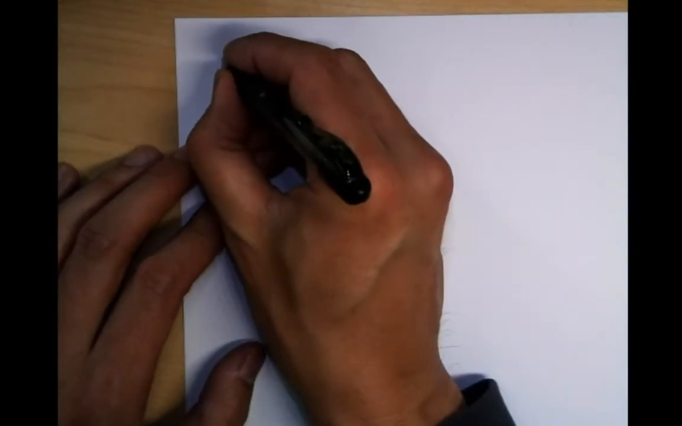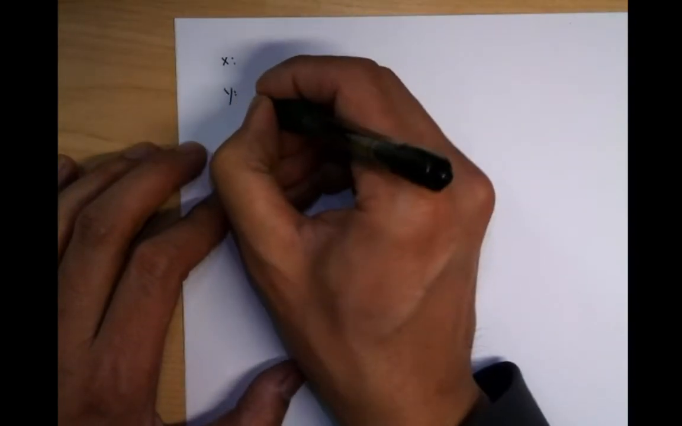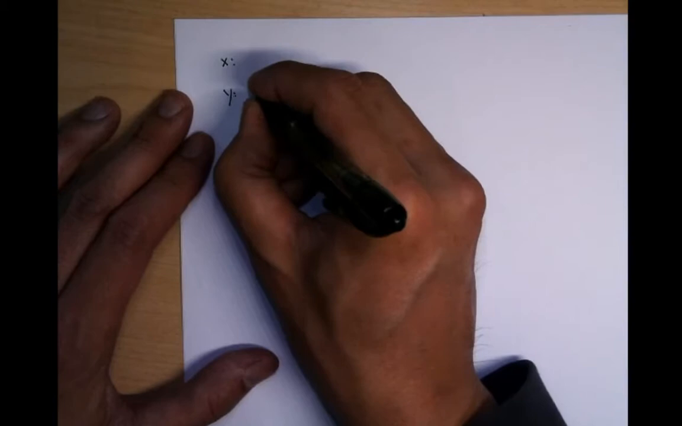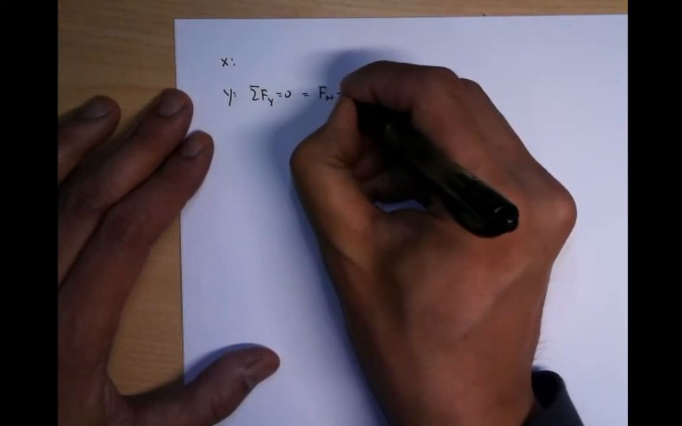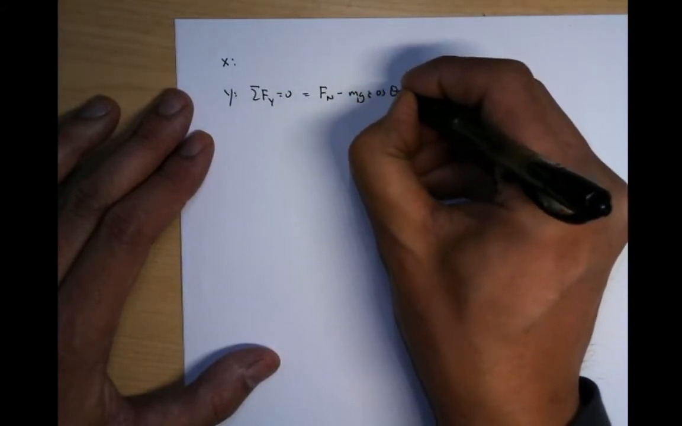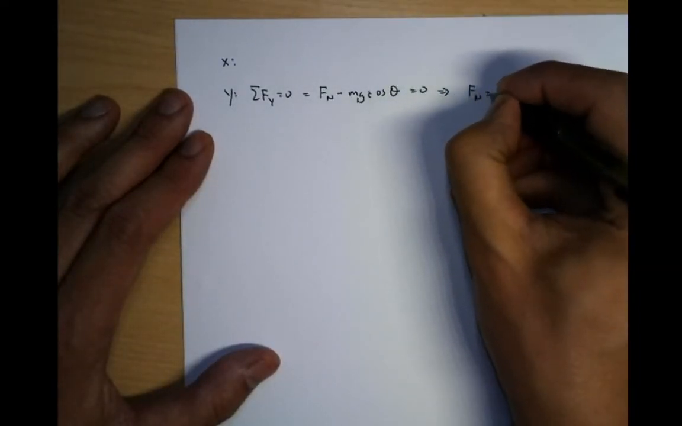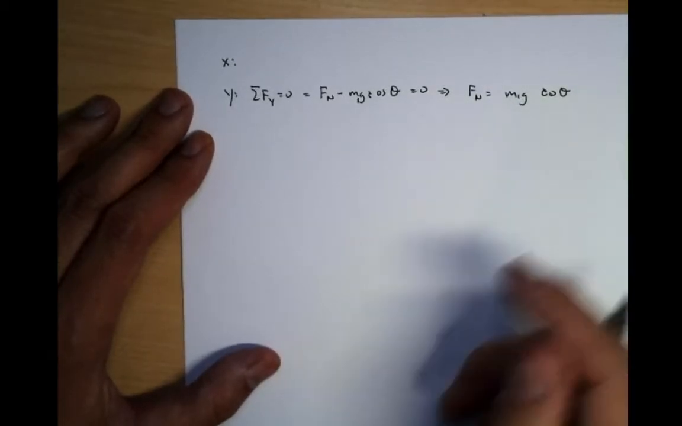Let's just do each one at a time. Always best to do y first. This is actually pretty simple. You know what it is. The sum of the forces in the y direction equals 0. That's going to be the normal force minus m1g cosine theta equals 0. Classic result, Fn equals m1g cosine theta. Okay, that's the first thing.